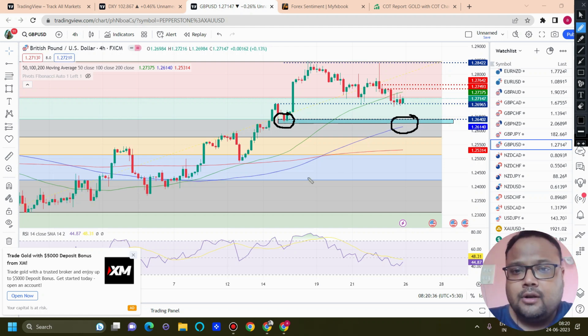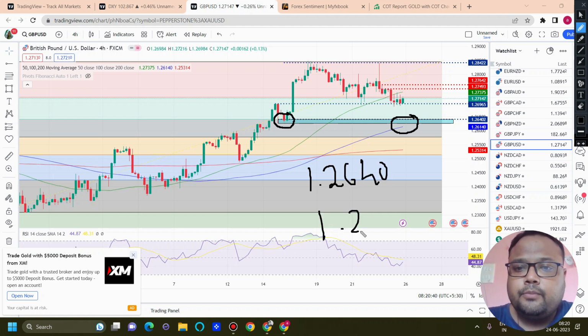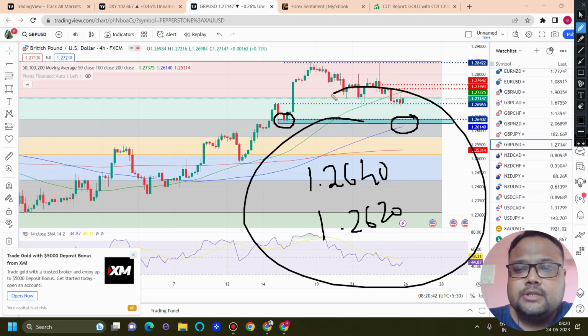So if we combine all the factors, then 1.2640 to 1.2620 seems to be a good support on the chart of GBPUSD. We can expect that if there is no influence of news, then if the market comes down in a normal manner, buyers will definitely be present around this area, and they will provide support to the market. If you see the market taking support around the 1.2640 level, we can look for a buy position.